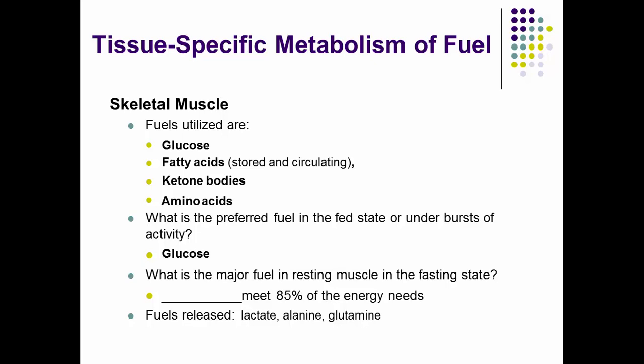So fatty acids meet about 85% of energy needs, right, during the fasting condition. An important thing is what kind of metabolic fuels the muscle can release. That means the muscle can make metabolic fuels and release them into circulation. That includes lactate, alanine, and glutamine, right? So remember the lactate and alanine are the precursors of gluconeogenesis, right?